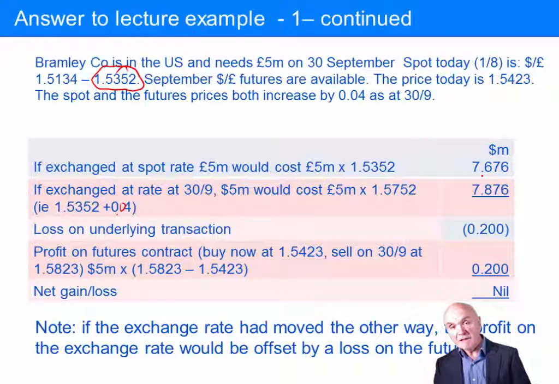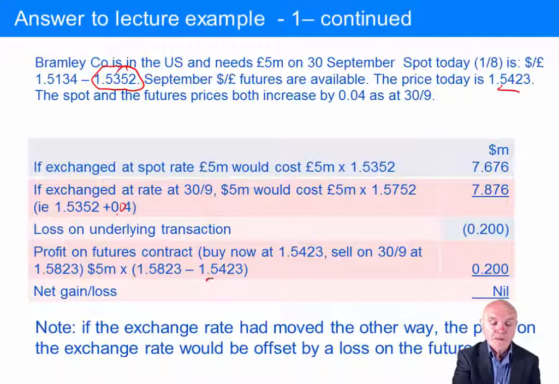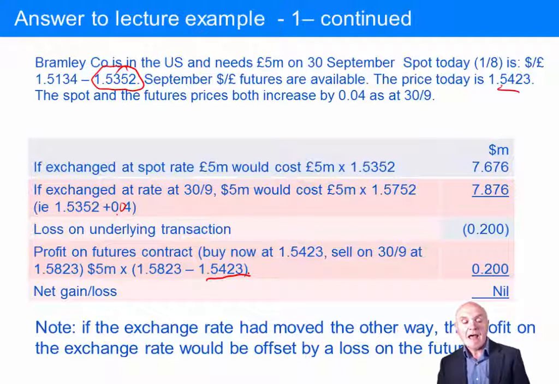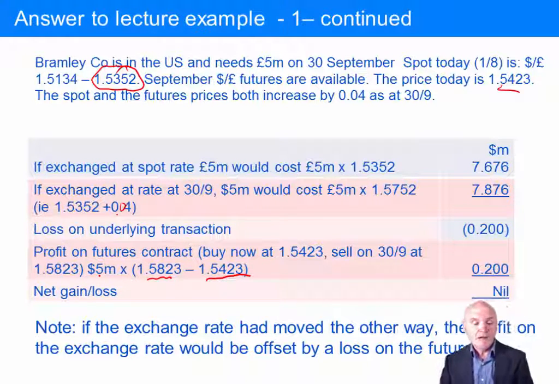So that's the main transaction, and what we're going to have is a compensating transaction going on, because what we're going to be doing is we're going to be buying some futures now, and we were told that the futures price today is 1.423, so it is the buying price, and then we're going to be selling them in the future, and we were told that the price would go up by 0.04, so the 0.04 is in here, and it's going to be on the 5 million. So essentially the gain we're going to be making on the futures price is 2.